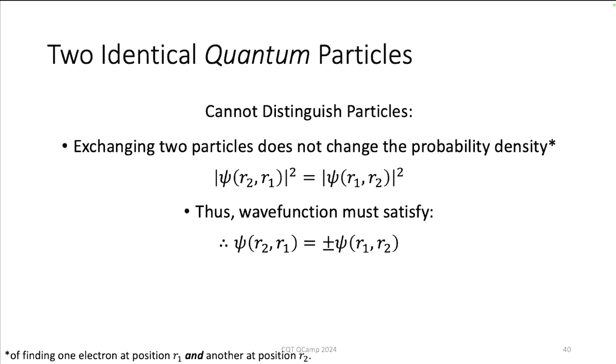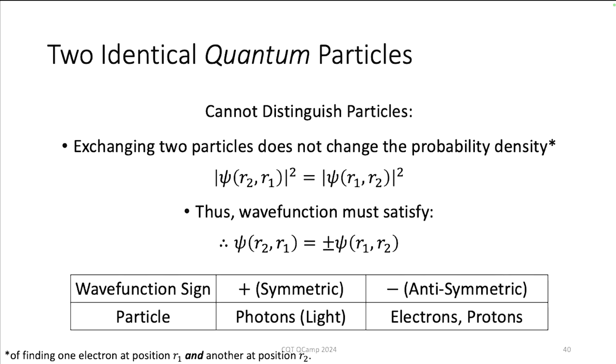Examples of this: if the sign is positive, an example will be photons, light. If it's minus, the particles will be electrons or protons in this case. Okay, so let us look at some concrete examples.